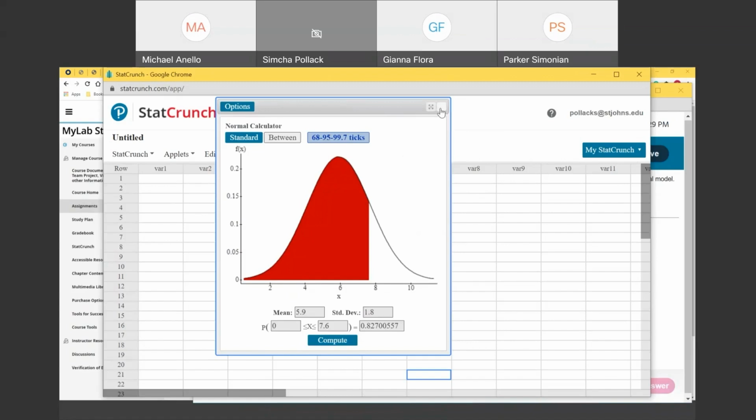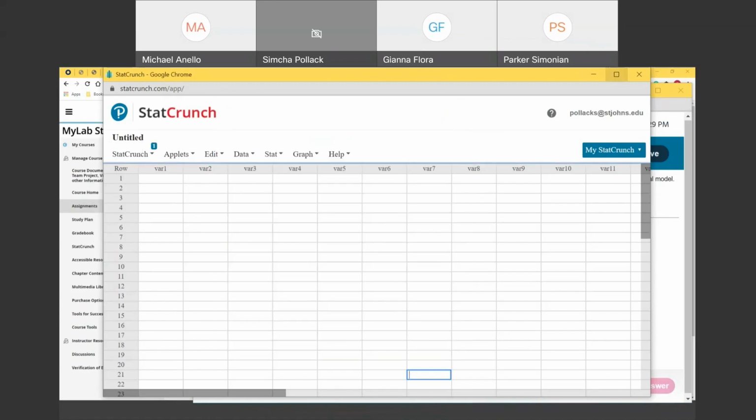I don't know. We'll find out in a second. I'm going to close this out. I'm going to get out of StatCrunch.